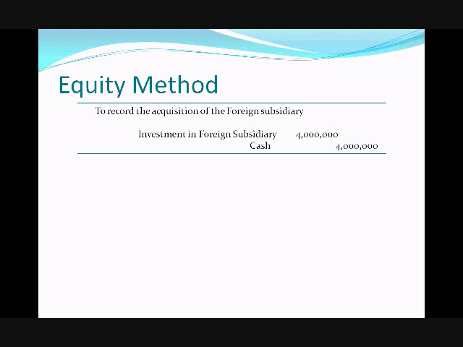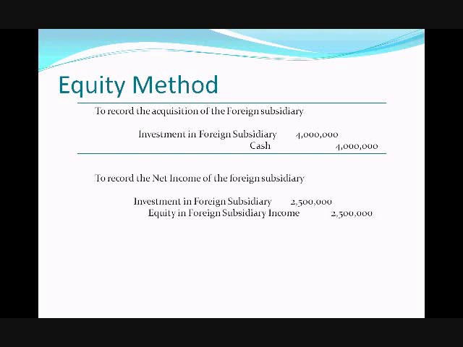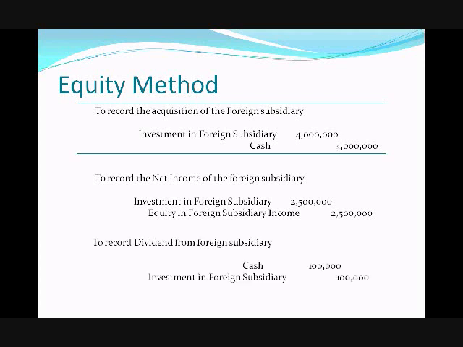Therefore, if the foreign subsidiary had $2.5 million of net income, then the parent would record an increase in the investment in sub account by debiting it by that amount and crediting the equity account in the foreign sub income to reflect the effect of an increase in earnings. If the foreign sub pays out a dividend of $100,000 to the parent corp, then the U.S. parent corp would receive cash and debit that amount from that account and credit the investment in foreign sub to reflect a decrease in the value of the actual investment in the foreign subsidiary.